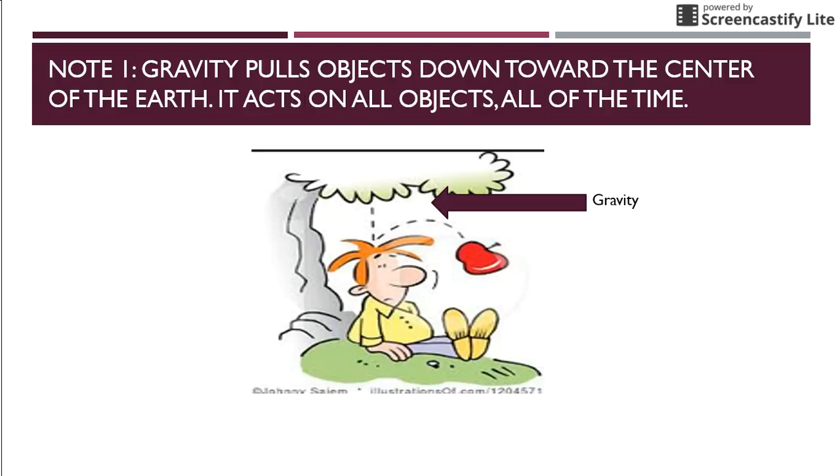Note number 1. Gravity pulls objects down toward the center of the Earth. It acts on all objects all of the time. This is why things stay put on the ground. If an apple falls, I know that gravity is pulling it down.